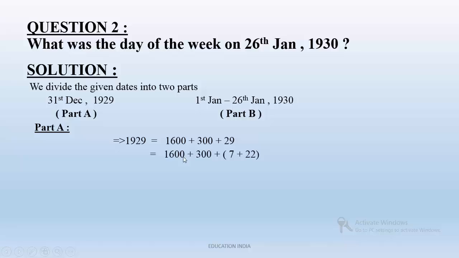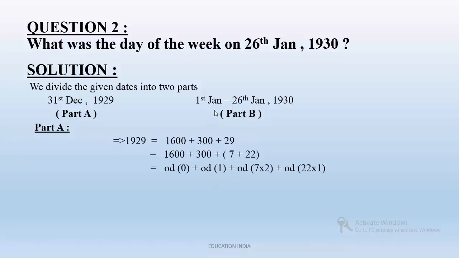This can be further broken up as 1600 plus 300 plus 7 plus 22, where 7 is the total number of leap years and 22 is the total number of non-leap years in a span of 29 years. Now we calculate the number of odd days due to each individual part.